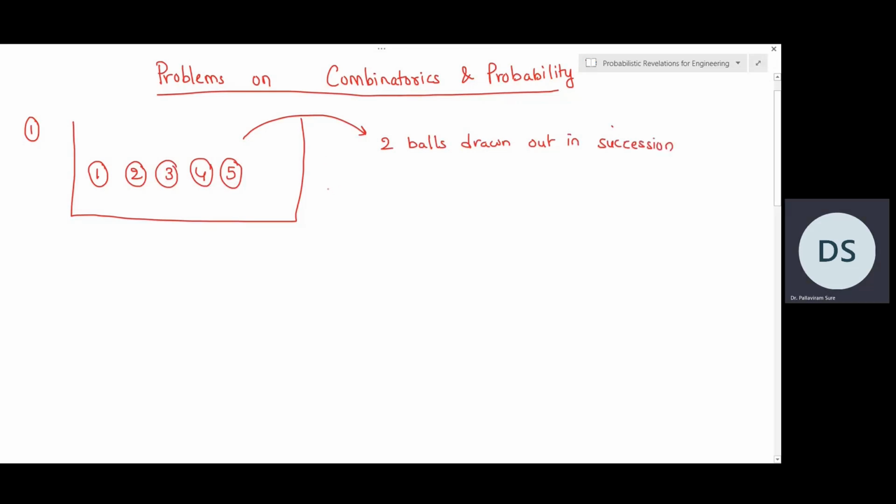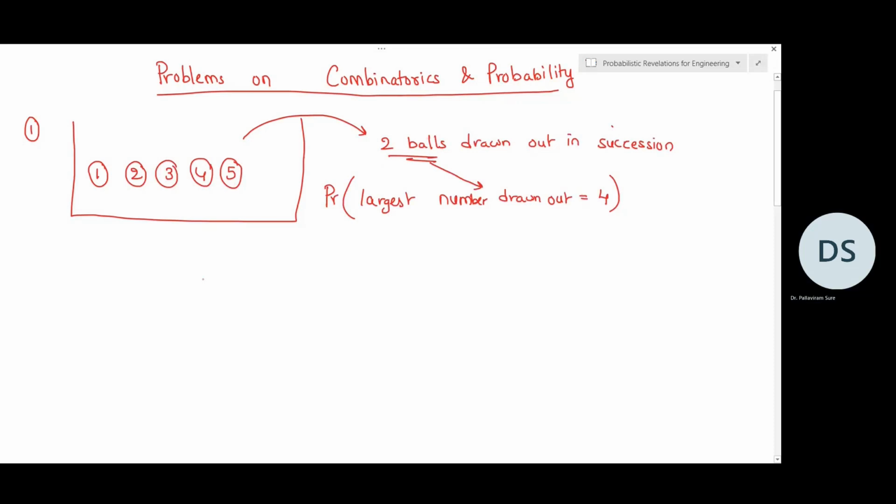And we need to find the probability that the largest number drawn out is equal to the number 4. So the largest number that is drawn out among these two balls is always the 4. So this probability, what is it? We are going to find out. So first let us see this problem.